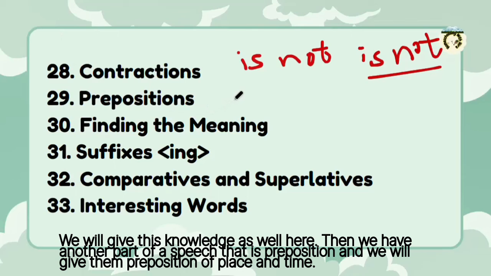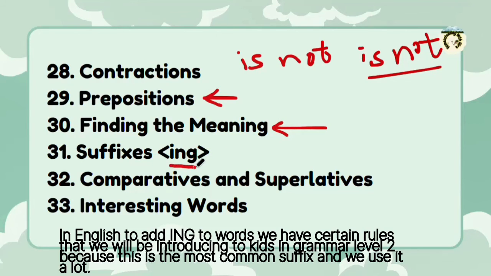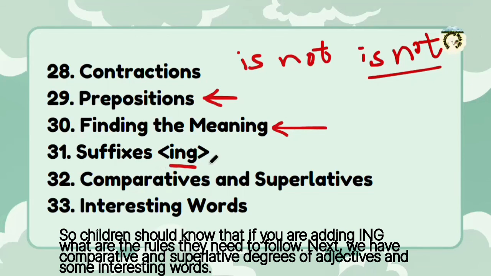Then we have another part of speech, that is preposition, and we will give them prepositions of place and time. Next, we have finding meaning. This is a dictionary exercise, so we will give this to kids. After that, we introduce suffixes, the suffix ing and its rule. To add ing to words, we have certain rules that we will introduce to our kids in grammar level 2, because this is the most common suffix. We use it a lot. So children should know the rules they need to follow when adding ing.